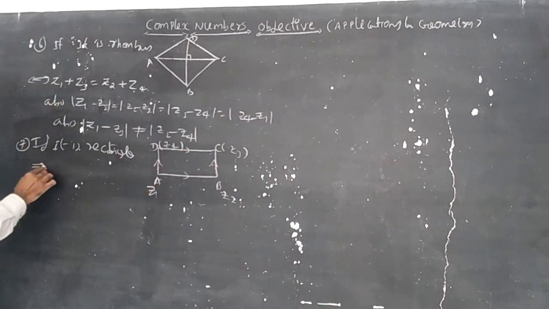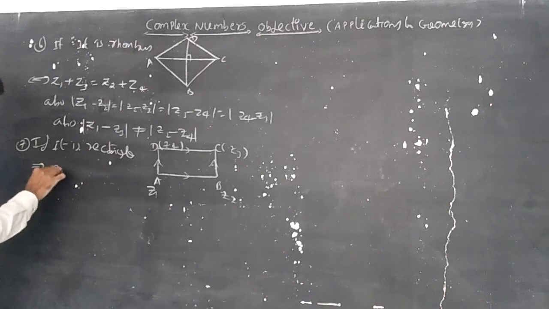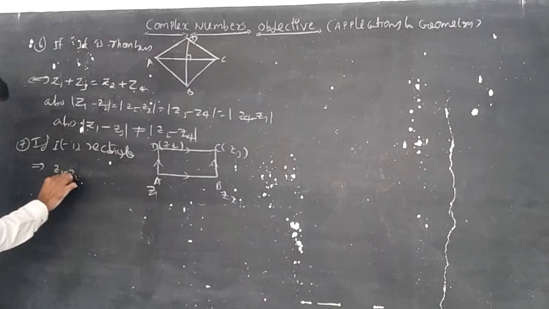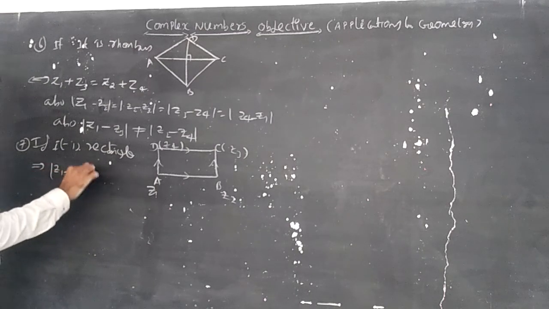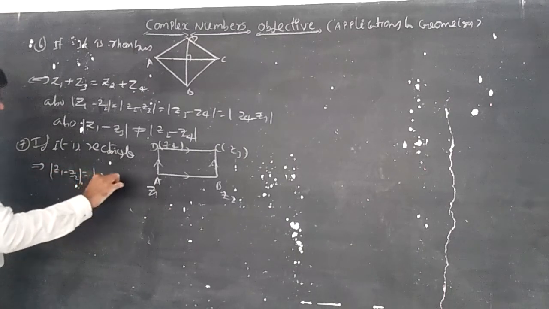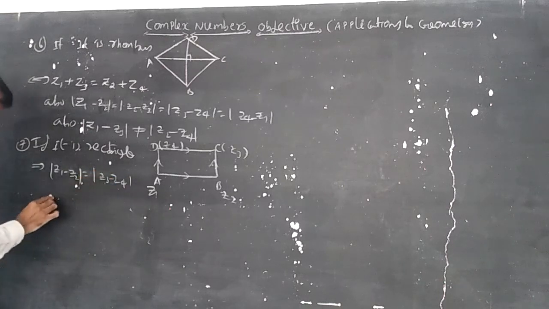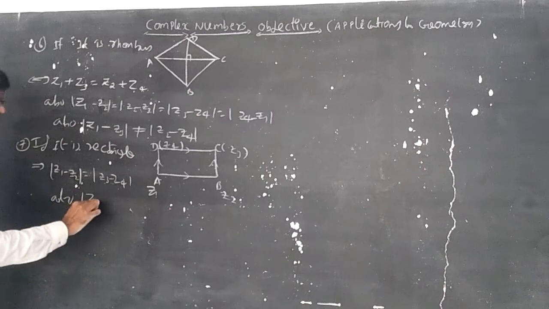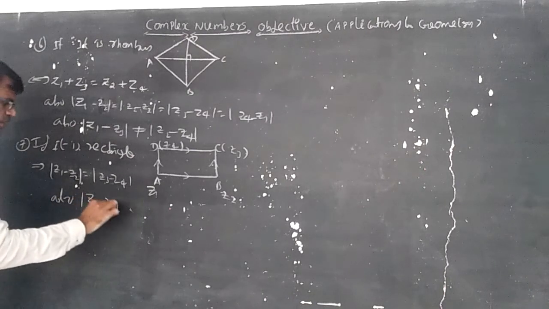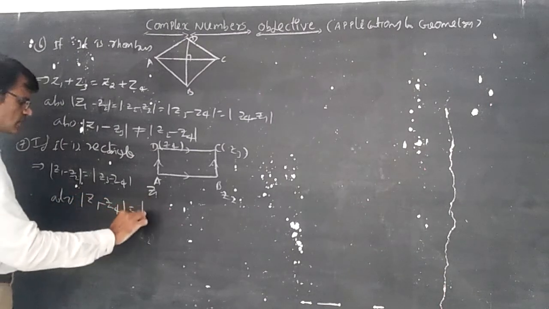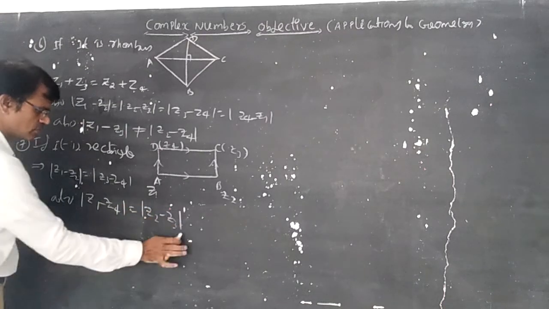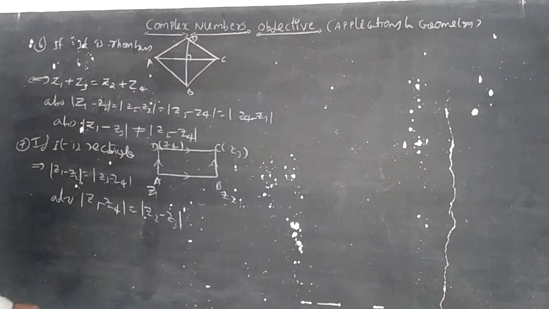That implies modulus of AB is equal to modulus of CD. So modulus of AB, meaning here Z1 minus Z2. Modulus of Z1 minus Z2 is equal to modulus of Z3 minus Z4. Also, the other two opposite sides are equal. Here you can understand modulus of Z1 minus Z4 is equal to modulus of Z2 minus Z3. That's one thing, each side.